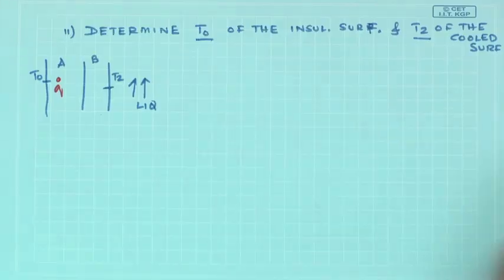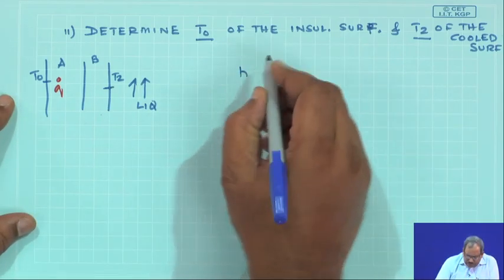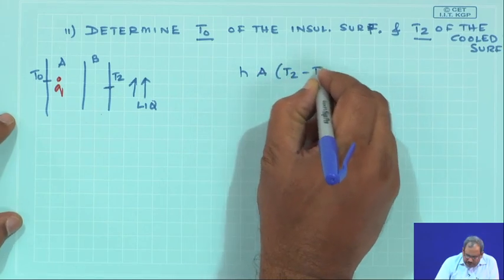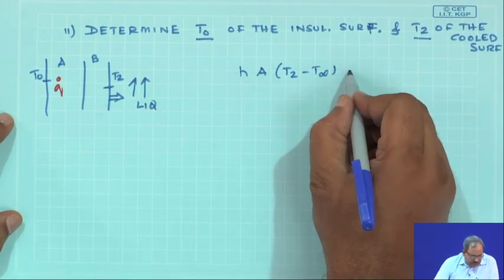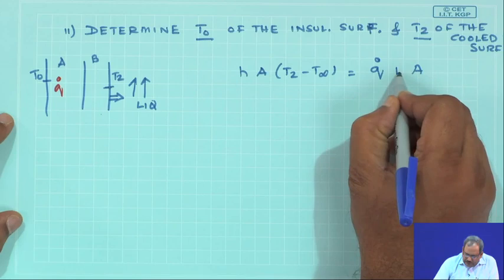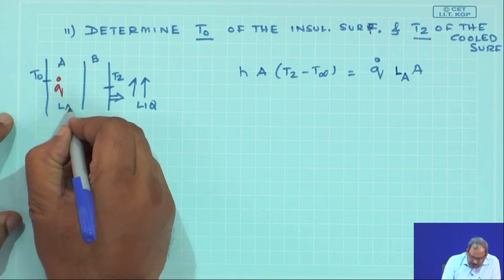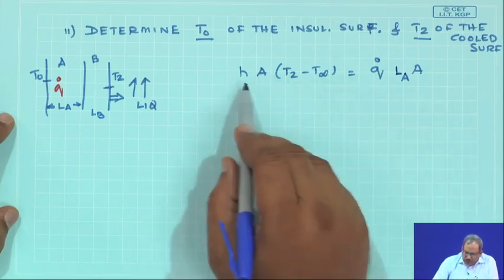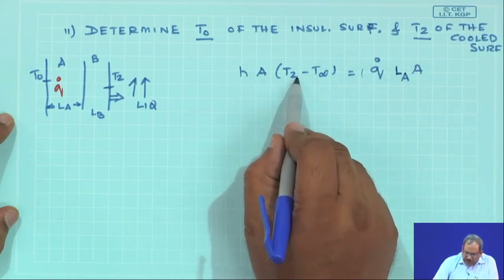So, let us write that and see what we get out of this. So, h times area times (T2 minus T infinity), this is the heat which is moving in this direction by Newton's law of cooling, must be equal to the amount of heat generated per unit volume times LA times area, and this length obviously will have to be LA. So, this is LA and what we have here is LB. So, this is the equality of heat generation inside and all the heat being convected out at that point.